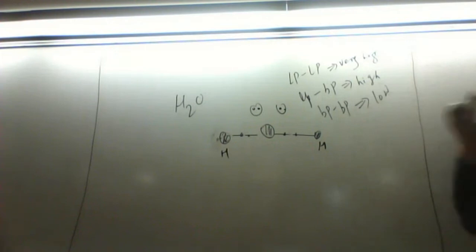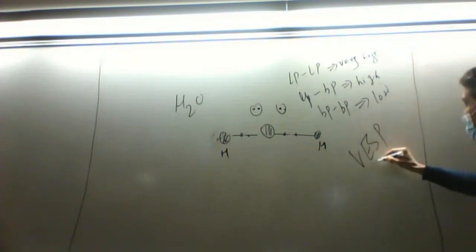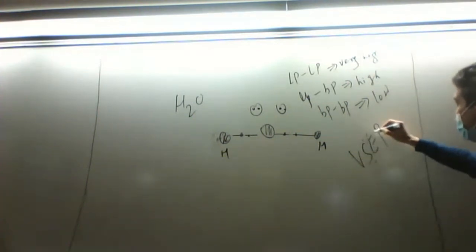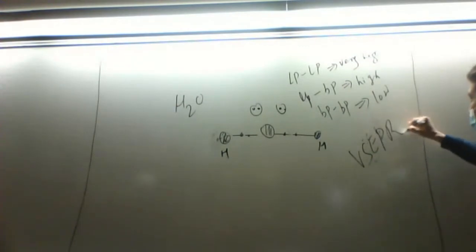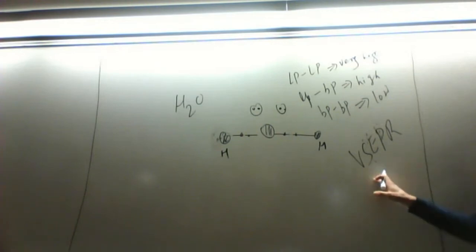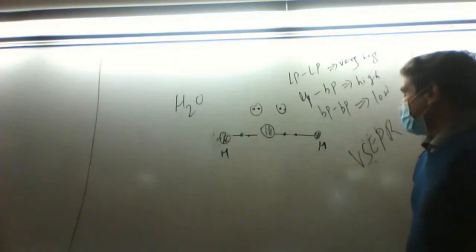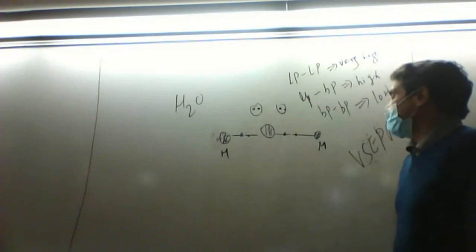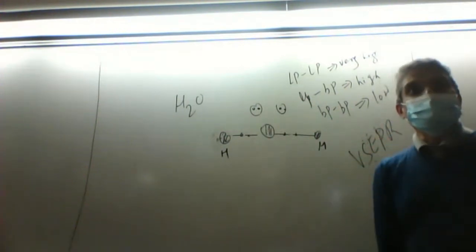So this is called the VSEPR theory. Valence shell electron pair repulsion theory. So VSEPR. Yeah. So this is called that one. So this one is pushing with a great force. This one is pushing with great force, but not that high there. And this one is pushing with a little bit less force, right?